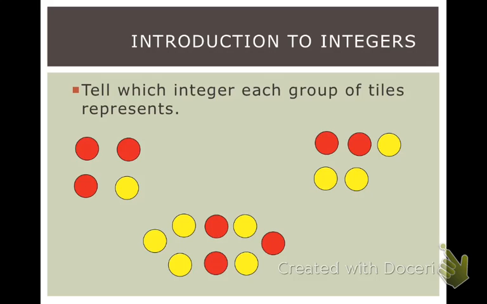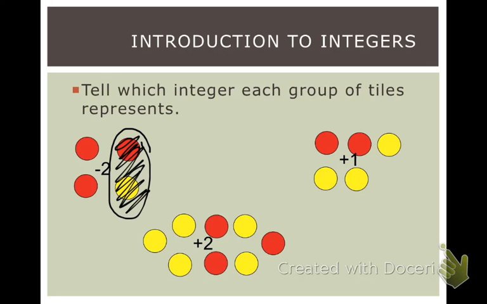The values of these would be -2, +1, and +2. And the reason I can say that is because if we look at 0 pairs, there's one of them. Cross it out because they don't count. That one's worth -2.